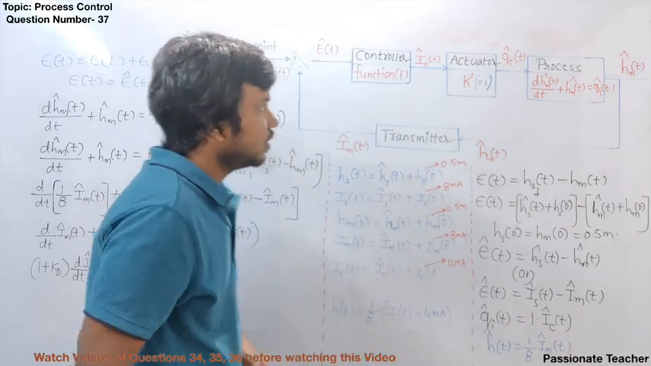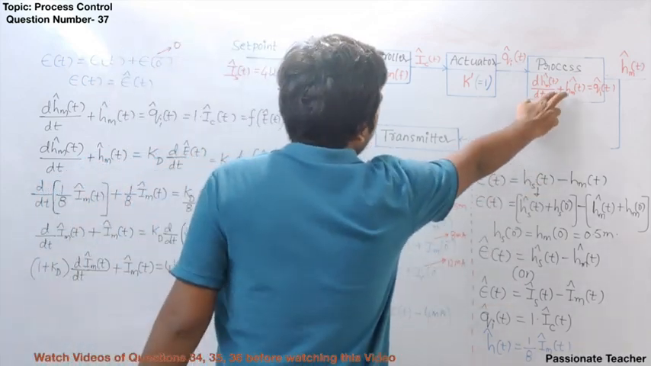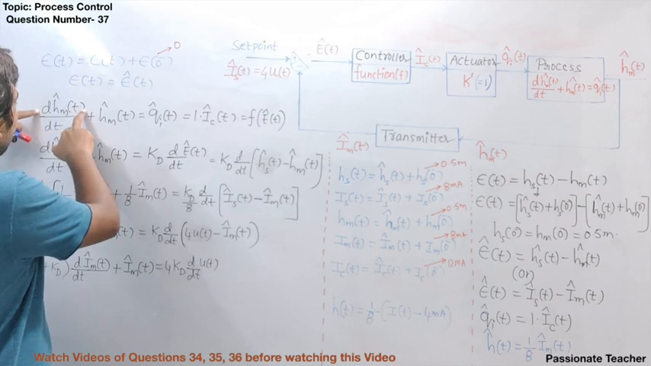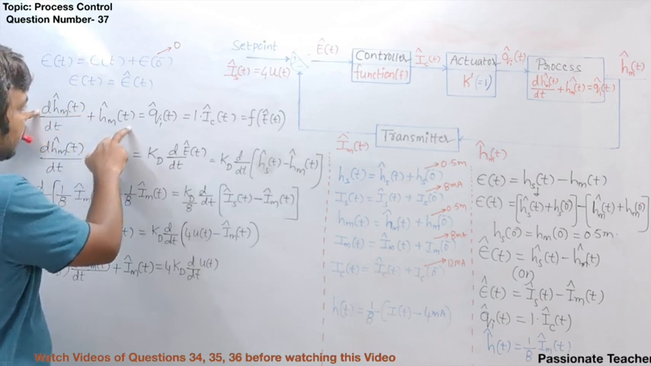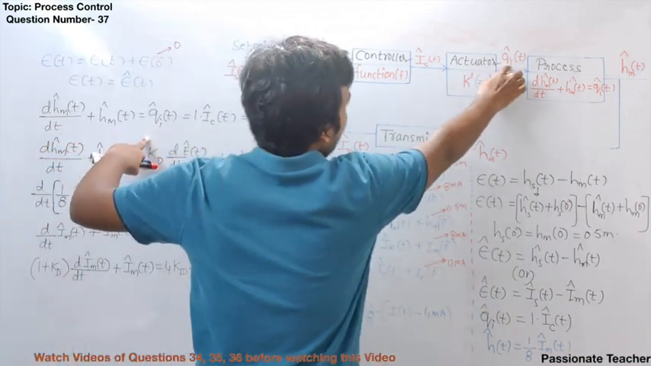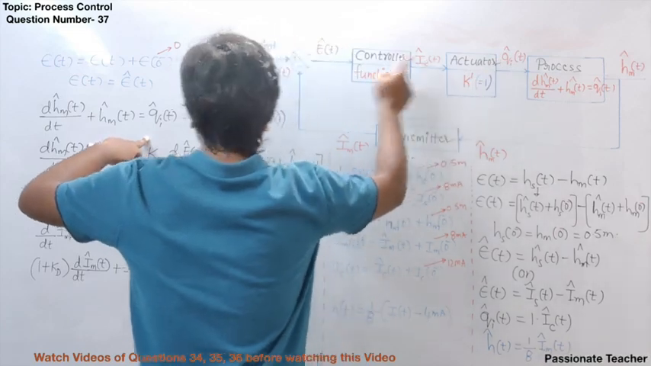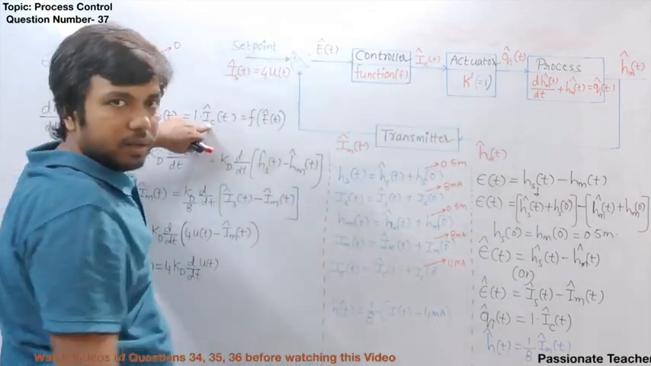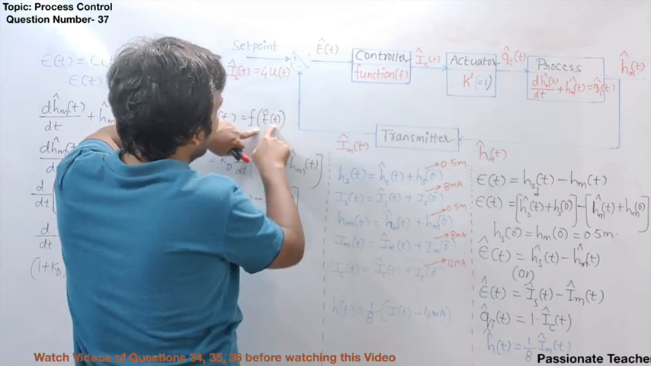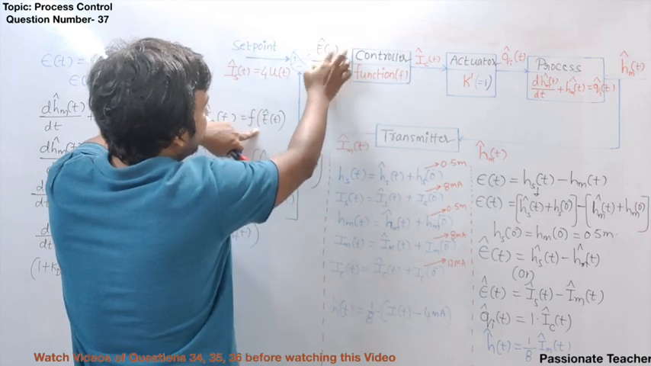Now let us take the equation and go deeply into the operation. If you consider this first order process, first we can write dHm cap of t by dt plus Hm cap of t is equal to Qi cap of t. What is this Qi cap of t? Qi cap of t, that is the deviation in the flow rate, equals 1 into Ic cap of t. That's what I have written here. And this Ic cap of t is a function of E cap of t, that means there will be some function of E cap of t.